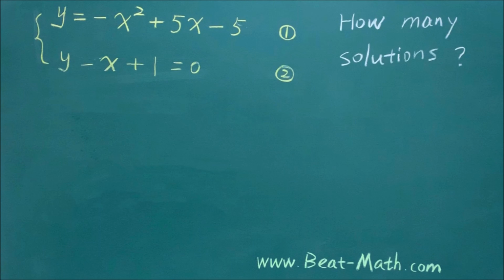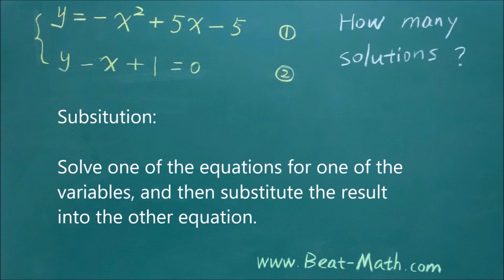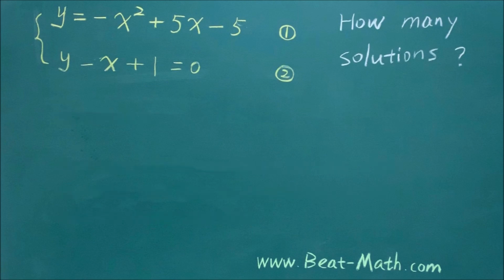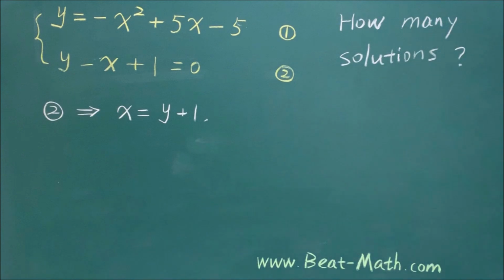But how to solve it? Well, the main idea is exactly the same as solving linear equations, by elimination and substitution. We'll try substitution first. That is, solve one of the equations for one of the variables and then substitute the result into the other equation. Of course, we choose equation 2 because it's simpler. If we solve for x, we get x equals y plus 1.